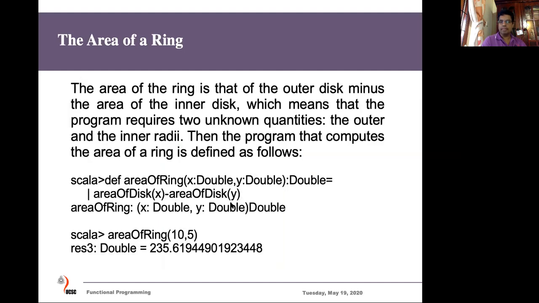Then we can implement a function, we call it areaOfRing. It should have two inputs, as you may see, the radius of the outer area and the radius of the inner area. So we put the two input values, and we get the return. The return value is basically the area of the disk of x, the outer area, minus the area of the disk of y, the inner area. That is the area of the ring. So we have reused the area of disk function for doing that.